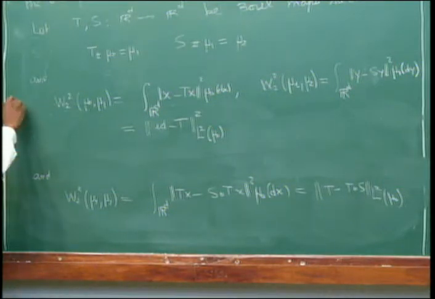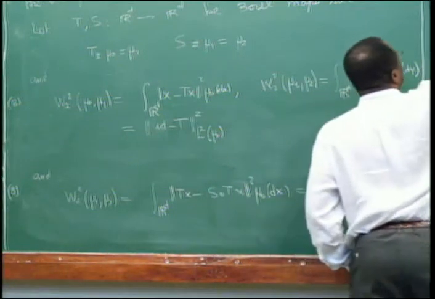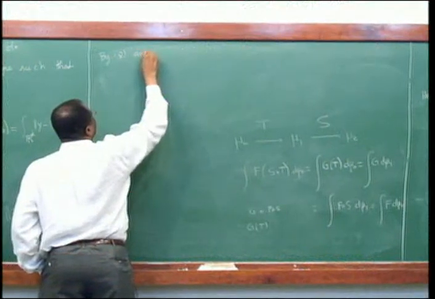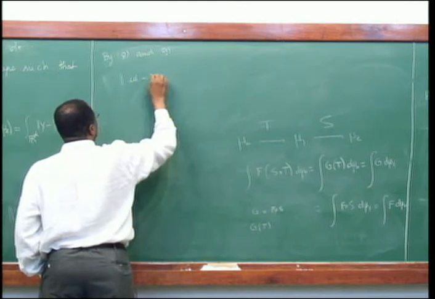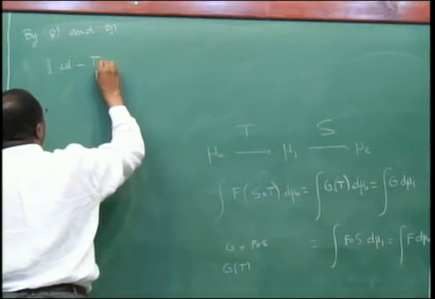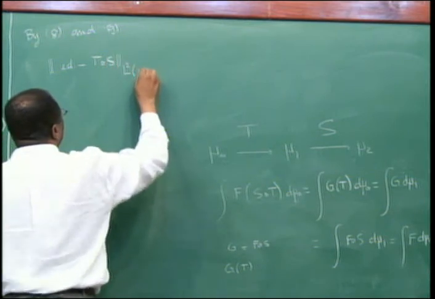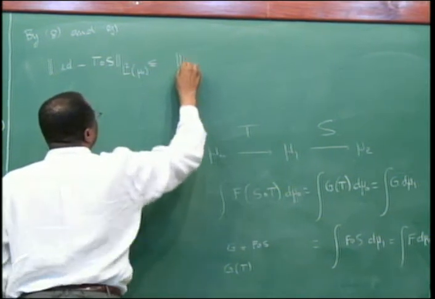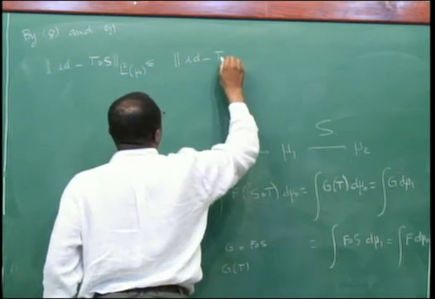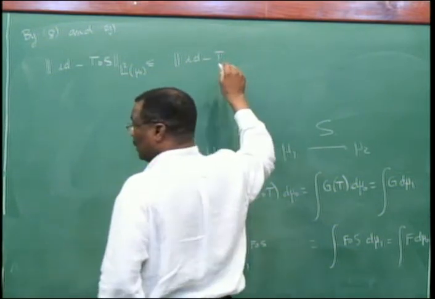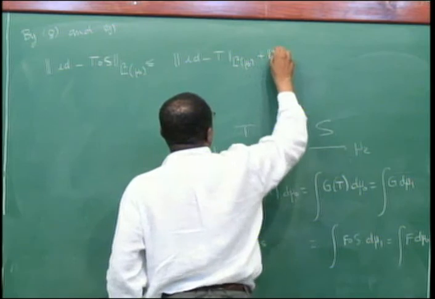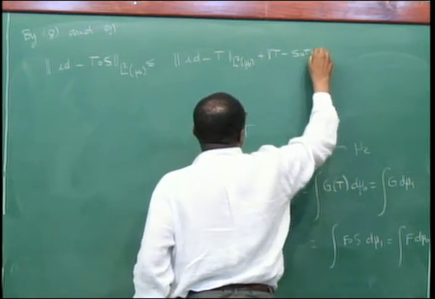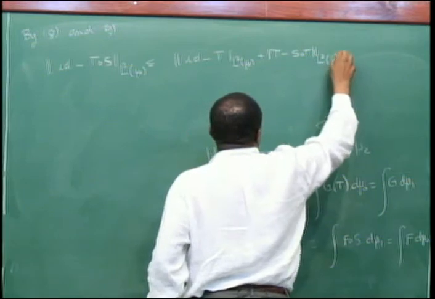So call this 8 and call this 9. By 8 and 9, if I look at the L2 norm of identity minus T composition S in mu naught, this is less than the L2 norm of identity minus T in mu naught, plus the L2 norm of T minus S composition T in mu naught.